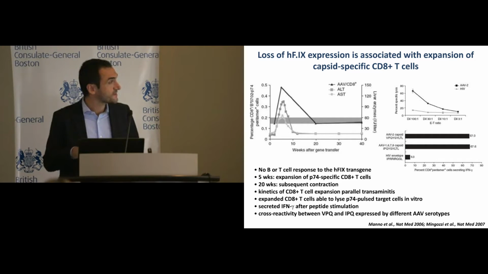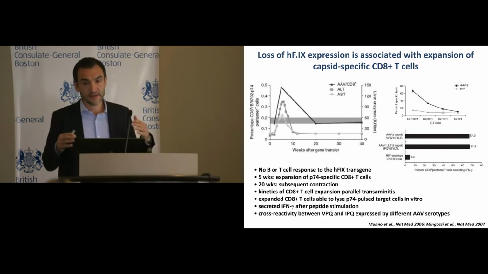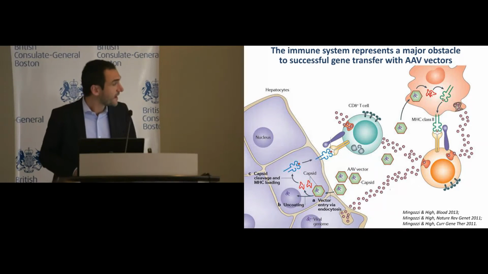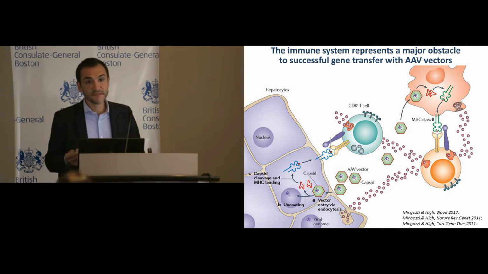We also demonstrated that the cells were cytolytic and highly cross-reactive, so they were able to recognize different AAV capsids, but this was not surprising because there is a high degree of sequence conservation across different AAV serotypes. And so this is essentially the model that we came up with, and I will briefly go into some of the studies that we performed to validate this model. Basically, it is simply the model of a viral infection. The only difference is that the virus in this case is a recombinant vector.